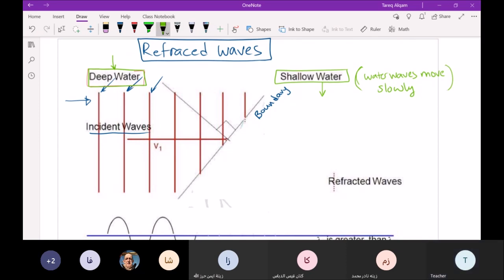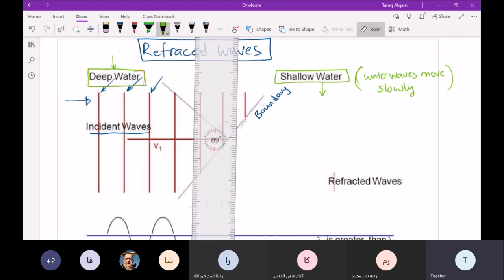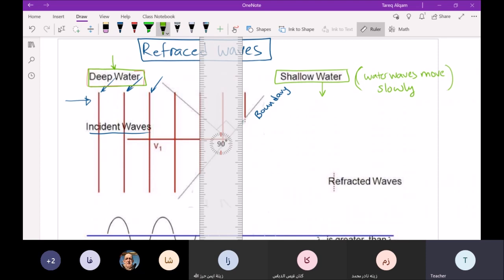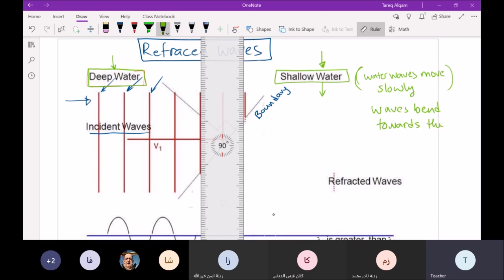Now, how will we draw these waves? Look here, please, guys. If the waves are traveling from a medium where the waves have higher speed to a medium where the waves have lower speed, the waves bend towards the boundary. Not the normal, guys. Here we are not drawing a normal. Here the waves bend towards the boundary.